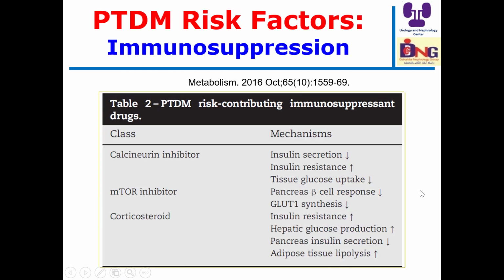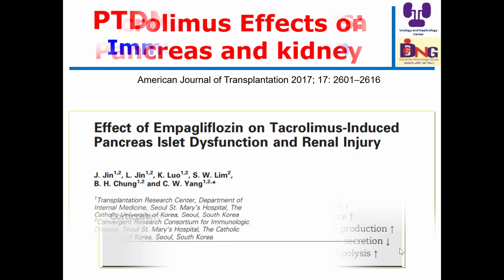Regarding immune suppressive drugs, calcineurin inhibitors, especially tacrolimus, are associated with diabetes, and the mechanisms are either reducing insulin secretion or increasing insulin resistance. And the corticosteroids increase insulin resistance, increase hepatic glucose production, reduce pancreatic insulin secretion, or increase adipose tissue lipolysis.